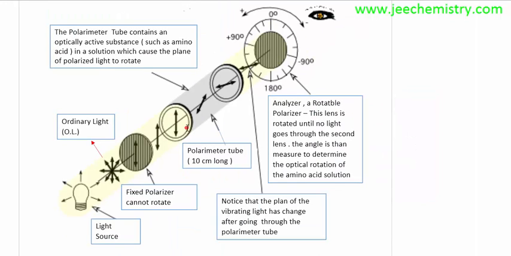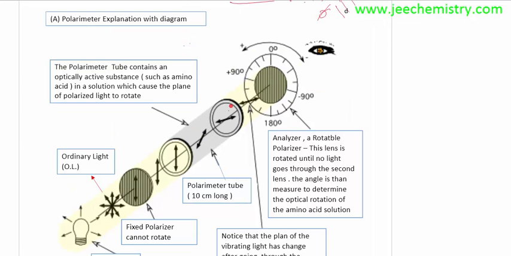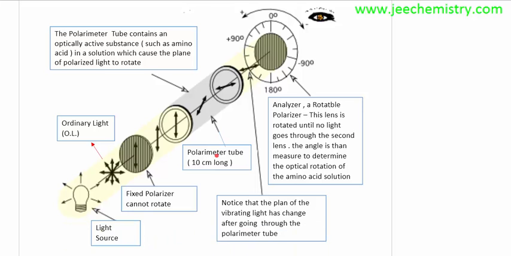Now the diagram is in proper size and everything is visible. Here the ordinary light is from a bulb in your house. It emits light in the outward direction. This light is represented by this. This is ordinary light, vibrating in all directions.